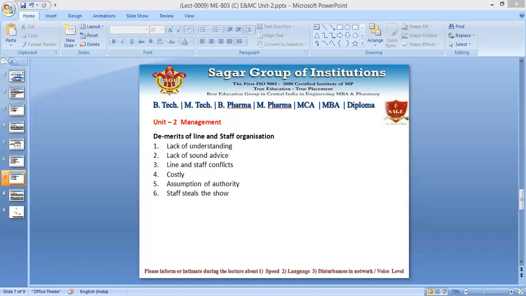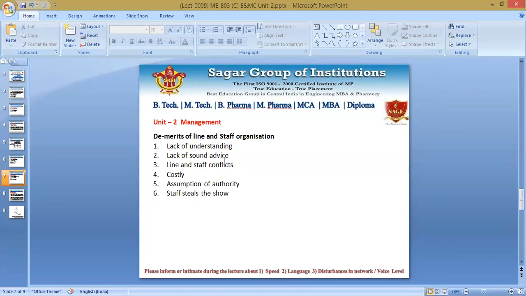And the next is staff steals the show. How can it happen? In a line and staff organization, the high returns may be considered due to the staff advice to the line managers and counseling also. This could lead to line managers feeling dissatisfied and distressed, and the satisfaction of the core line officials is very important for the performance results. So these were the demerits of the line and staff organization.